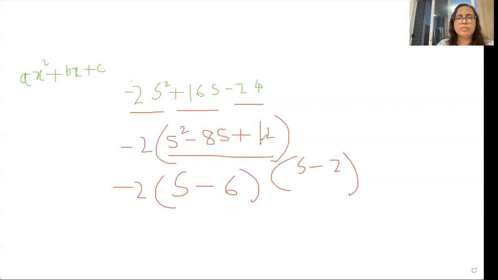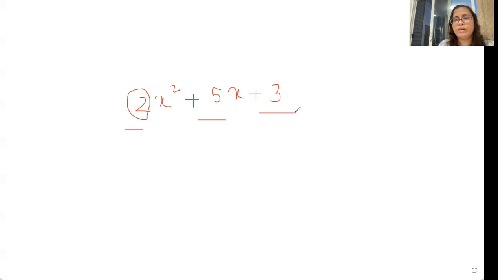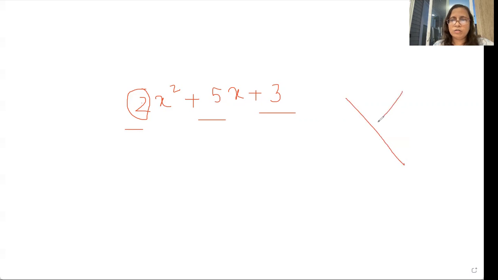Our third method is a little bit trickier. That option is for when we don't have any common factor, and our leading coefficient is not 1. So suppose we have a problem like this: 2x squared plus 5x plus 3. Here the leading coefficient a is not 1, it is 2, and 2, 5, and 3 don't have any common factor. So what will we do? Here we'll use a magic trick. This method is called the X method, or magic X method, or X trick, whatever you like.